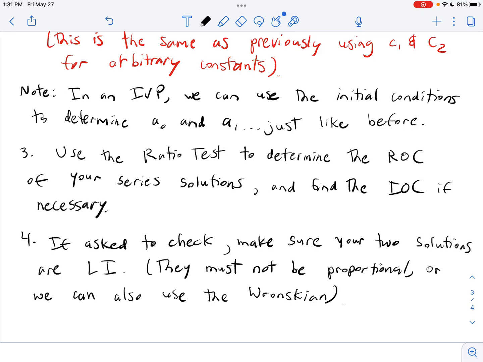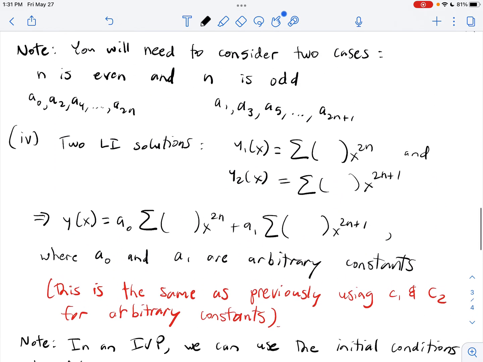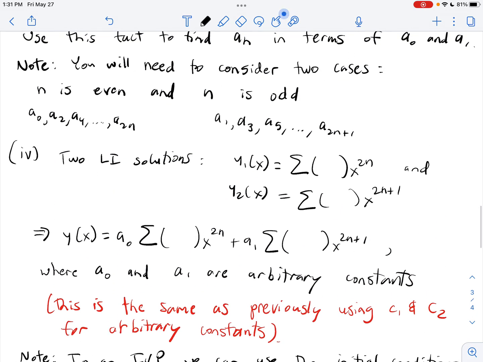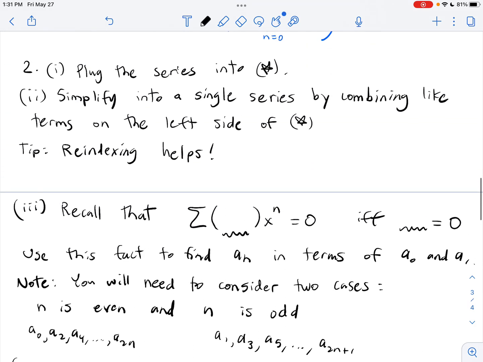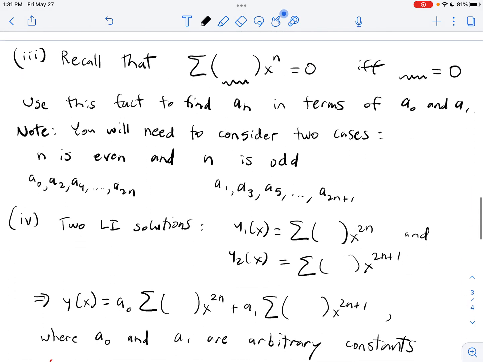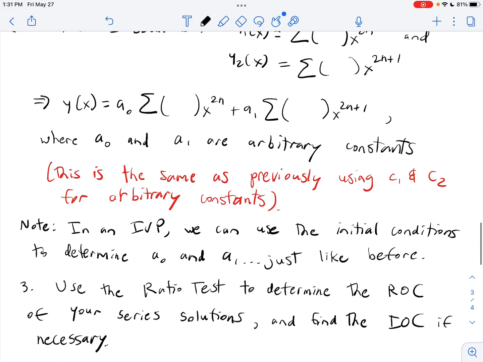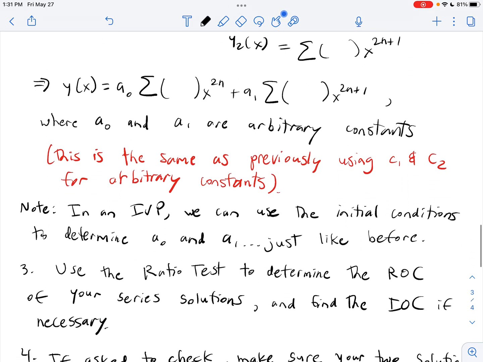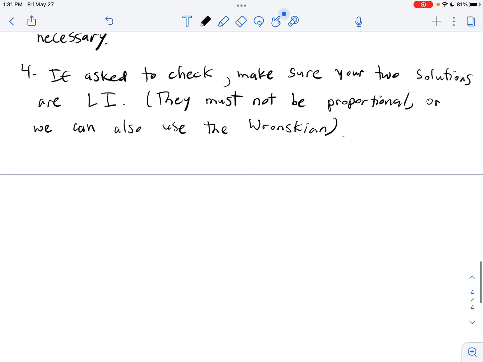Okay, so this was a lot. The meat and potatoes of this method really is the second step. That's why I broke it up into 4 sub-steps here. But you really do need to do all 4 of those steps in order to figure out what the general solution is. Okay? So we're ready to do our first example.